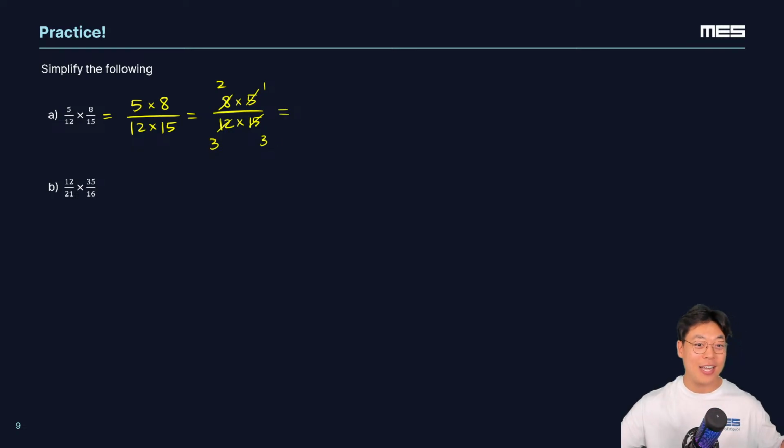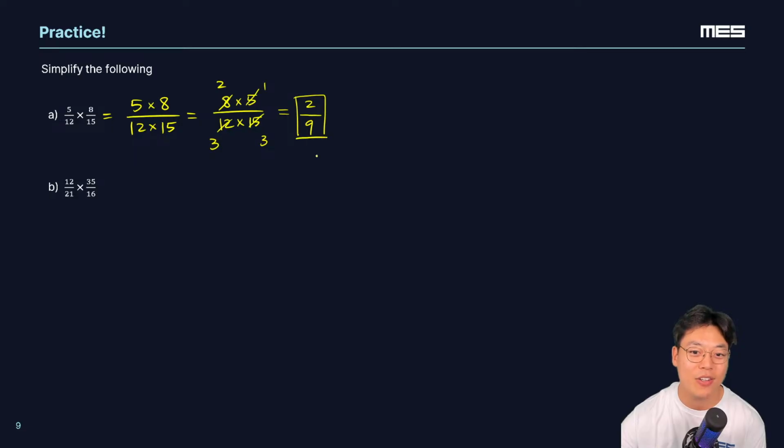And what do we get as our fraction? If we multiply straight across the numerator, straight across the denominator, now that we have simplified everything we could before actually multiplying the bigger numbers, what do we get? Chloe was faster this time, 2 over 9. Beautiful work. That is our final answer. Now let's try part B. We have 12 times 35 all over 21 times 16.